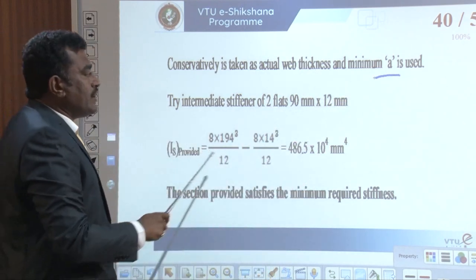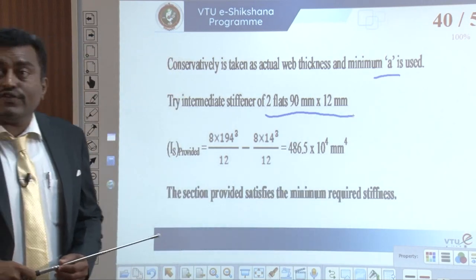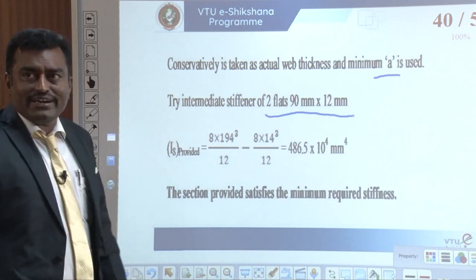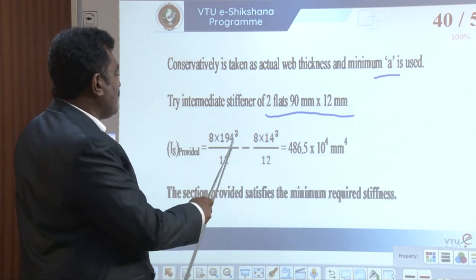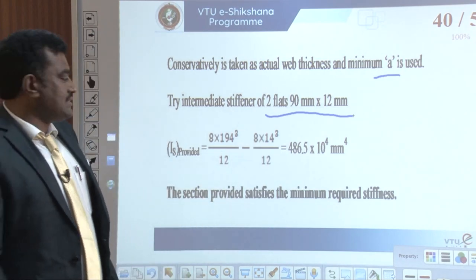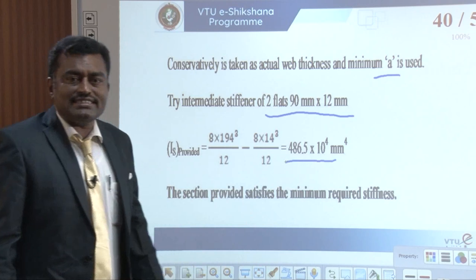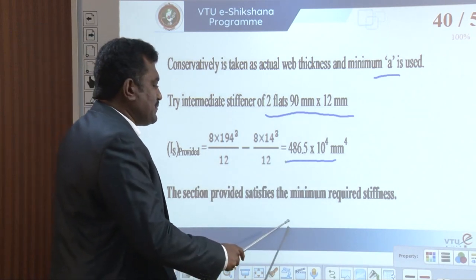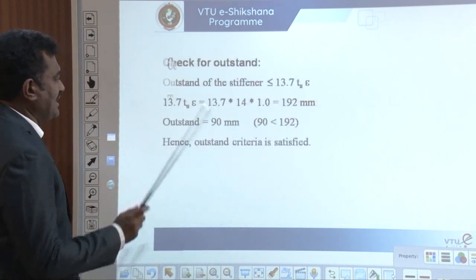Try an intermediate stiffener of 2 flats 90 mm into 12 mm. In that condition we had taken 155 mm, but that was for the end panel. Here we are trying 90 mm as an intermediate stiffener. Then IS provided is equal to 8 into 194 cubed divided by 12 minus 8 into 14 cubed divided by 12, that is big BD cubed minus small bd cubed. We get 486.5 into 10 raised to 4 mm to the power of 4. This section provided satisfies the minimum requirement. Therefore, go for the next check.